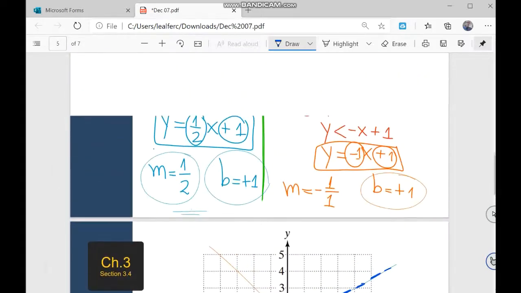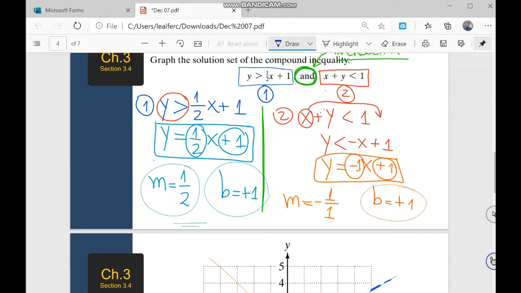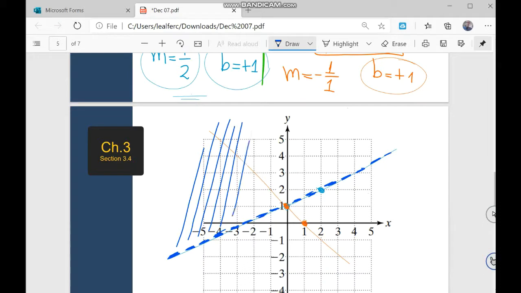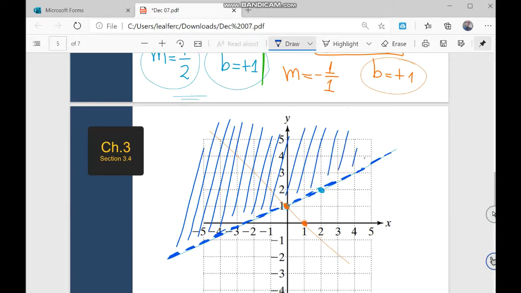And y is greater than something. When the inequality is y greater than something, you will shade everything above the line. This is what we will shade. Let me just do it slightly different. Yes, this is what you shade above the line.